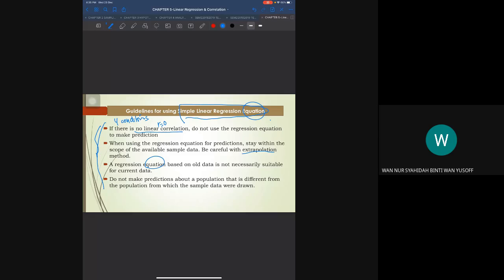The fourth one: do not make predictions about a population that is different from the population from which the sample data were drawn. If your equation is from population A, we cannot use the equation from A to predict by using the data from B. It is not valid. If you need to predict using the data from B, then you have to construct its own equation.